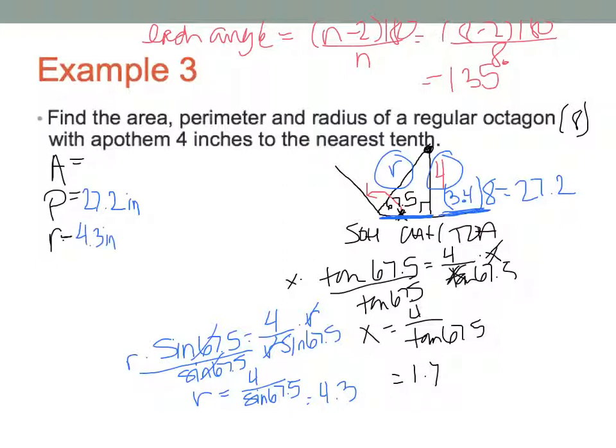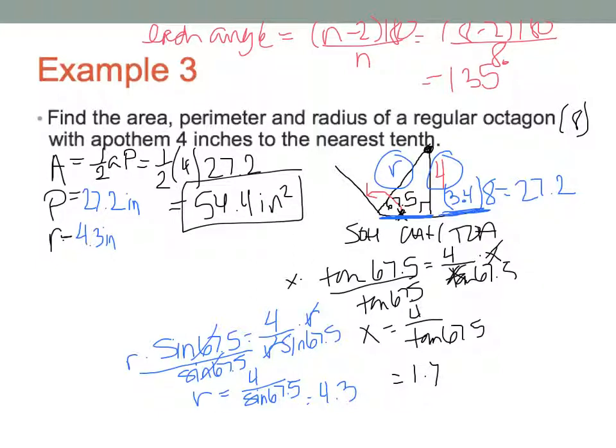Last thing they're asking me for is the apothem. I'm sorry, the area. The area is 1/2 apothem times perimeter. And so the apothem we got is 4, and the perimeter is 27.2. Work all that out in your calculator, folks, and you will get 54.4 inches squared. Awesome.